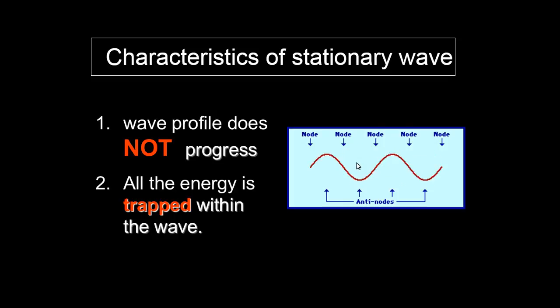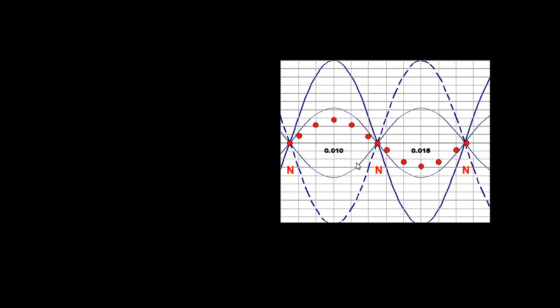Then what happens to the energy? Because the wave does not progress, we don't see the energy being transferred from one point to another. Instead, all the energy is trapped within the wave. The next thing I would like you to observe will be the particles. Notice that the particles between two successive nodes all move up together, down together, to the lowest point, back to equilibrium, and up together.